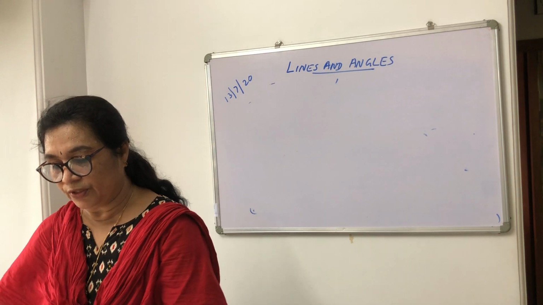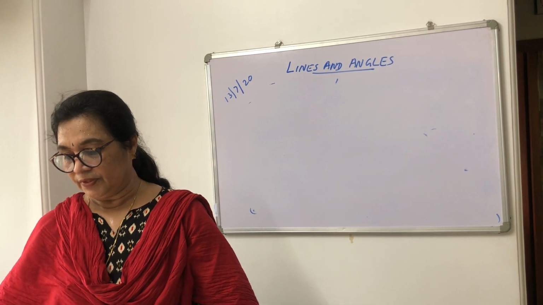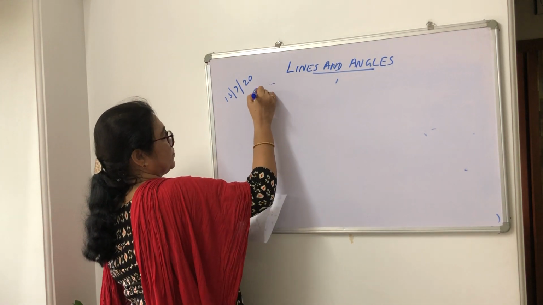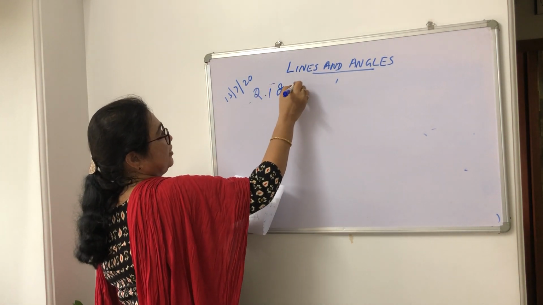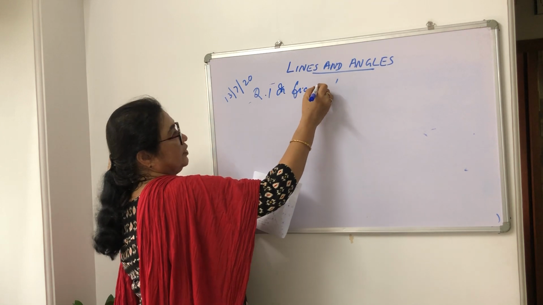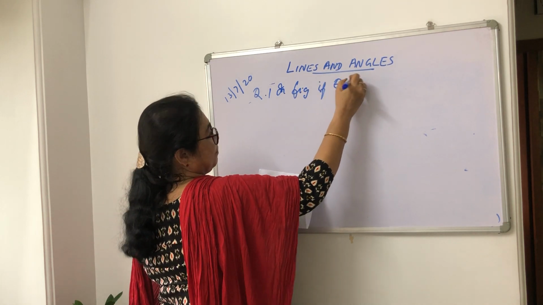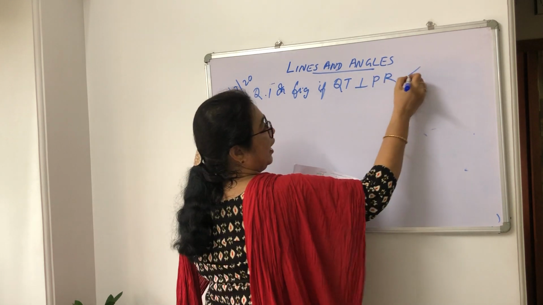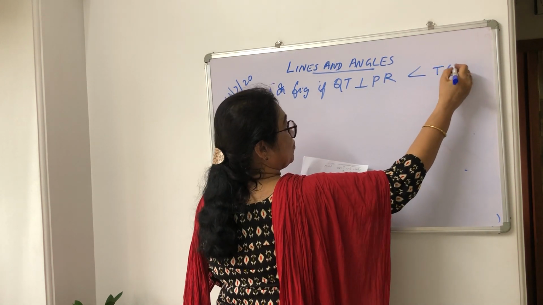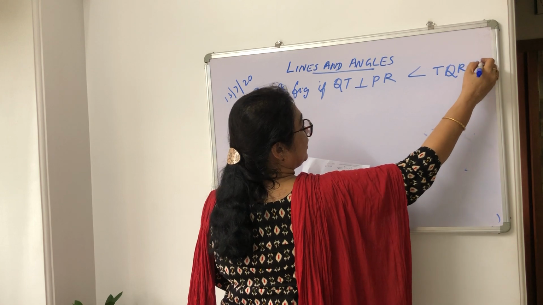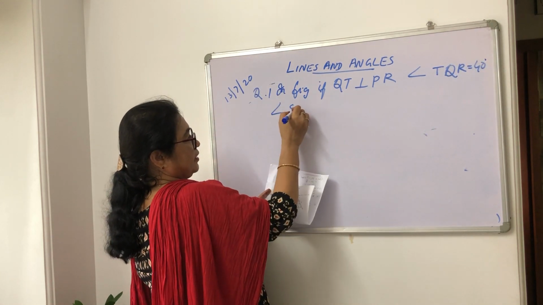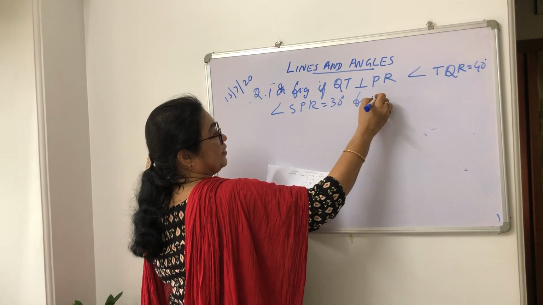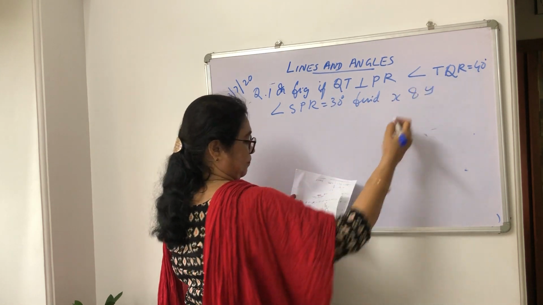So we are going to do the question. In the figure, if QT is perpendicular to PR, angle TQR is equal to 40 degrees, angle SPR equal to 30 degrees, find X and Y.